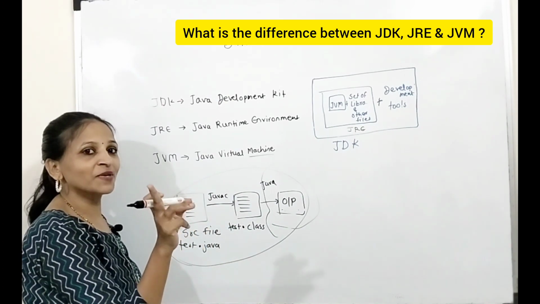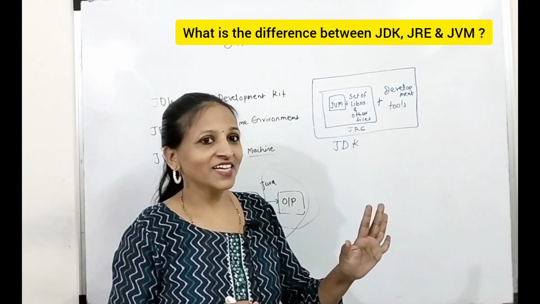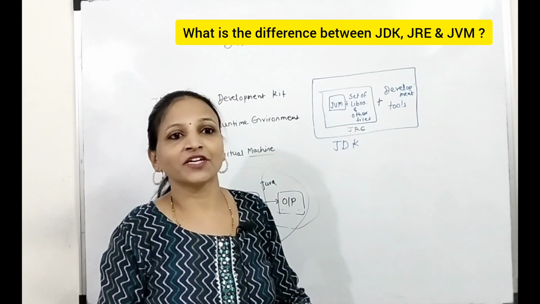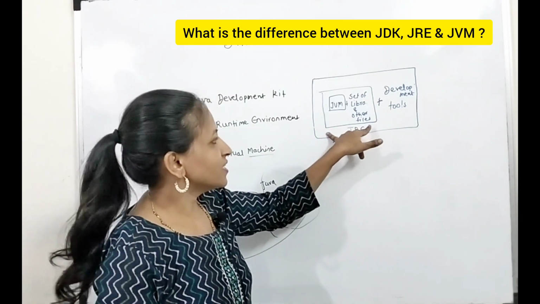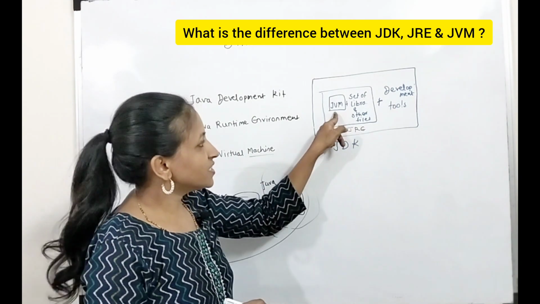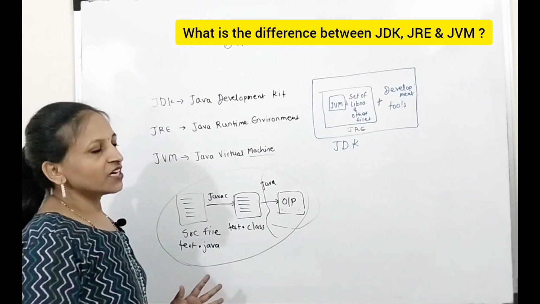The Java compiler is present inside the JDK, not inside the JRE. Getting it? These development tools include the compiler and the debugger. And the JRE only has the JVM, which is an interpreter. And this JVM internally has multiple components actually. Now let me clear it once again.